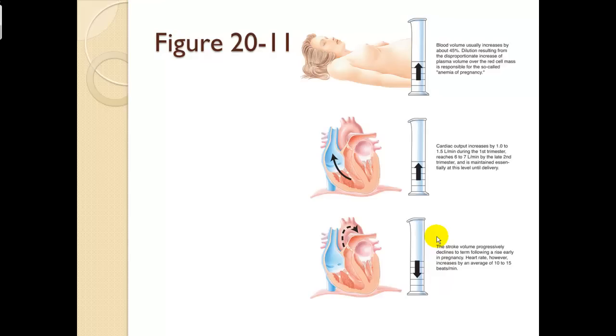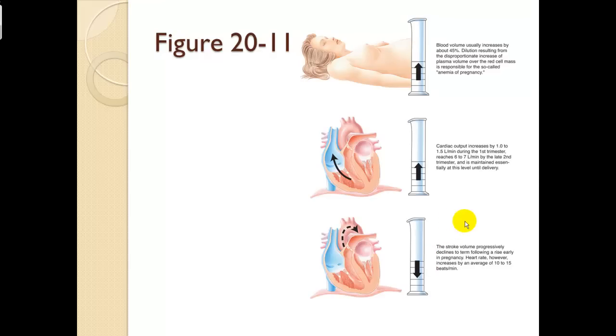Figure 20-11 in your book. Blood volume usually increases by about 45%. Dilution resulting from the disproportionate increase in plasma volume over the red cell mass is responsible for the so-called anemia of pregnancy. Cardiac output increases by 1 to 1.5 liters per minute during the first trimester, reaches 6 to 7 liters per minute by the late second trimester, and is maintained essentially at this level until delivery. Stroke volume progressively declines to term following a rise early in pregnancy. Heart rate, however, increases by an average of 10 to 15 beats per minute.